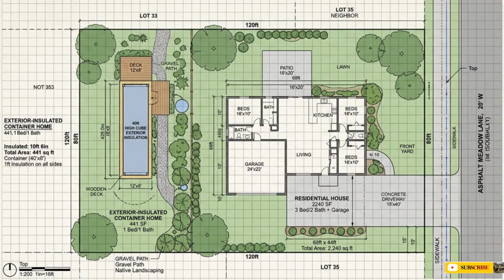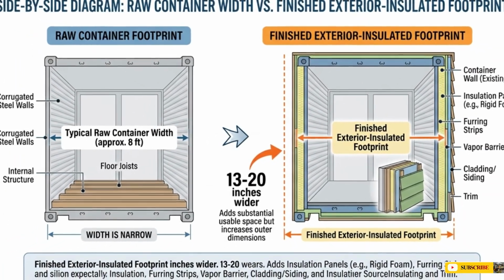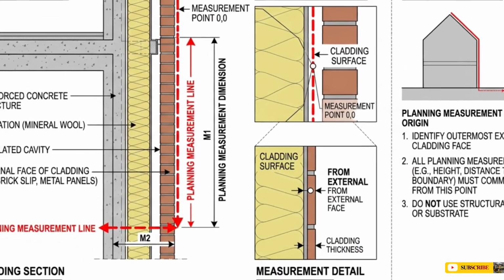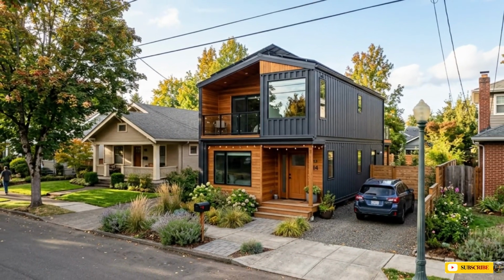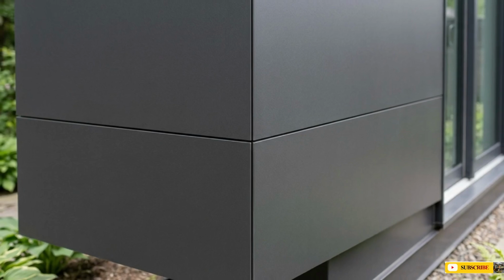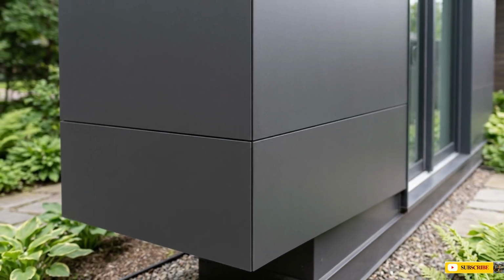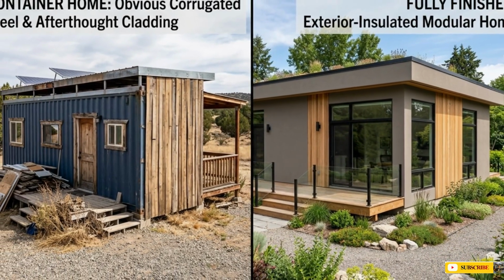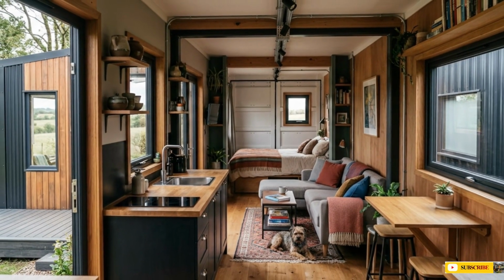On a standard 8-foot wide container, this means the external footprint of the building is approximately 13 to 20 inches wider than the raw container footprint. On most sites, this is not a planning concern. The external footprint of the insulated container is still smaller than most comparable residential floor areas. And the planning footprint of the building is always measured from the external face of the cladding, regardless of the insulation system used. The visual result is a home that looks like a well-designed small building rather than a container with a cladding system applied as an afterthought.